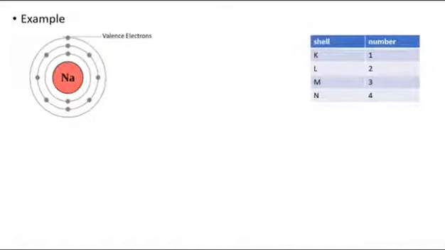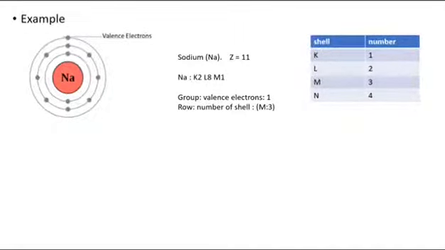Let's take the example of sodium, which has an atomic number equal to 11. We use this atomic number in order to write down the electronic configuration of sodium, which is K2L8M1. 2 plus 8 plus 1 equals 11, which is equal to the atomic number. We can determine the group and the row from this electronic configuration. The group is determined by the valence electrons, which is equal to 1 in this case, and the row is determined by the number of shells.